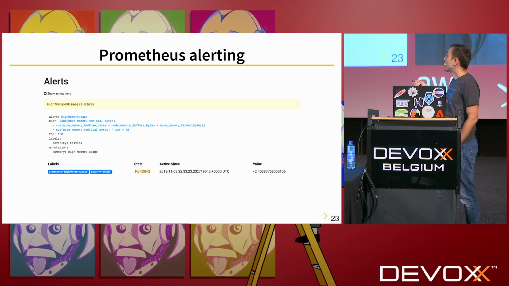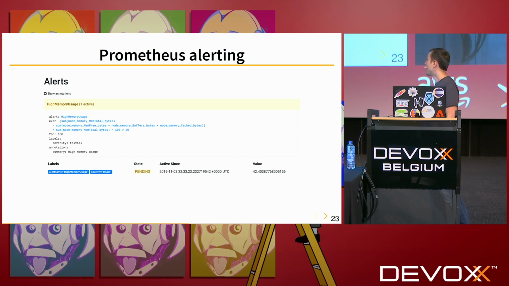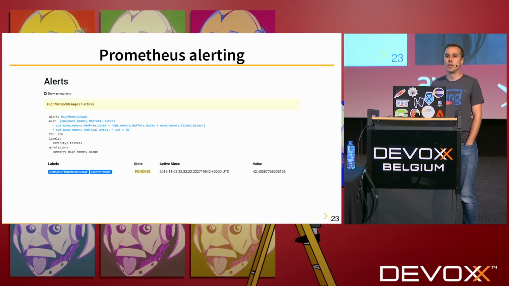So we can see that we have one active alert, and it's in pending because Prometheus allows you to say, well, if you encounter an error condition, wait for so many minutes or for so many seconds before actually triggering an error, because many times these things just heal themselves.